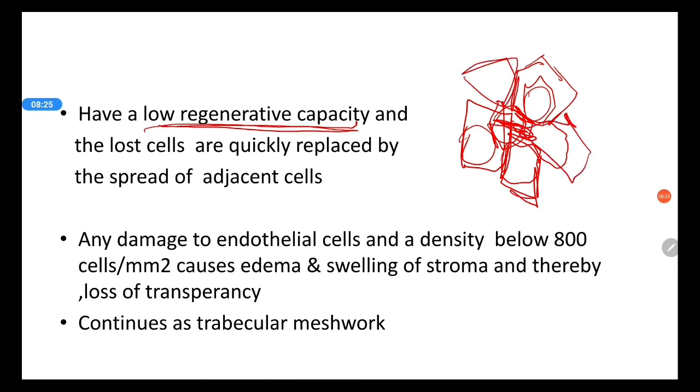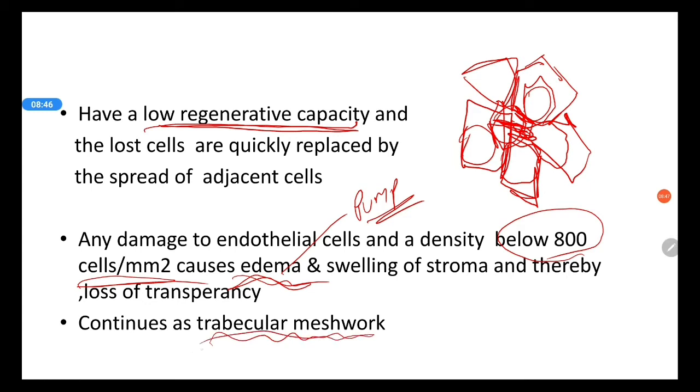Any damage to the endothelial cells and a density below 800 cells per millimeter square will cause edema of the stroma, because the pump will no longer be able to function efficiently and the stromal transparency will be lost. Now, the endothelium is actually continuing as the trabecular meshwork, which is again a structure we see in the angle of the anterior chamber.